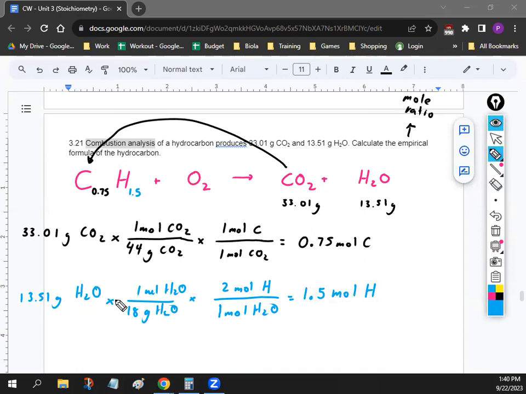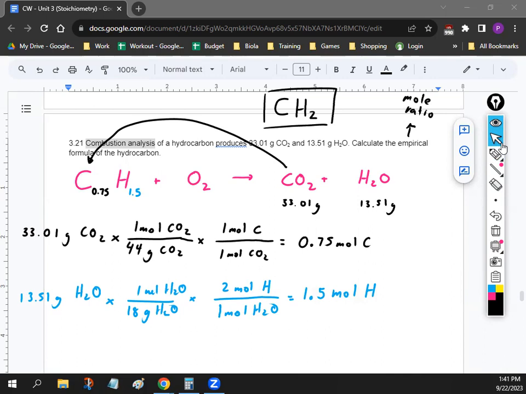Okay, so that means that the other question mark is 1.5. Everybody good? Okay, now we can finish up this problem by dividing by the smallest number, which is 0.75. Some of you can do this in your head, but 0.75 divided by 0.75 is 1. So C is 1. 1.5 divided by 0.75 is 2. So your empirical formula will be CH2. And that's it. Your FRQ on this test will be a harder version of this, so please make sure that you are comfortable doing these problems.